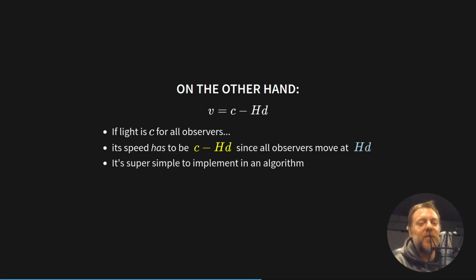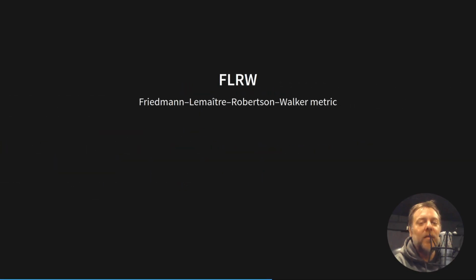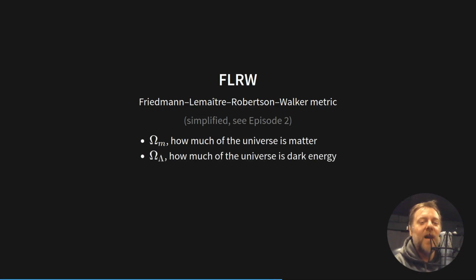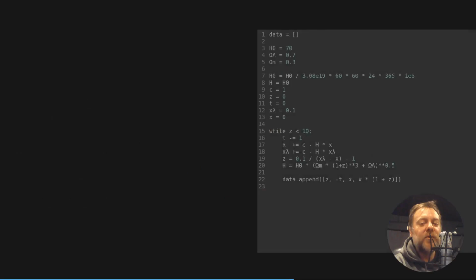This is super simple to implement in an algorithm, even for our changing expansion rate, and it calculates all observables in an FLRW model. Well, what's that? You should check out episode 2 for more details, but it says how much of the universe is matter, how much of the universe is dark energy, and do they add up to 1? If they do, it's flat. We have 30% matter and 70% dark energy in our universe. This just means that triangles have 180 degrees, but when they don't add up to 1, it's open or closed.